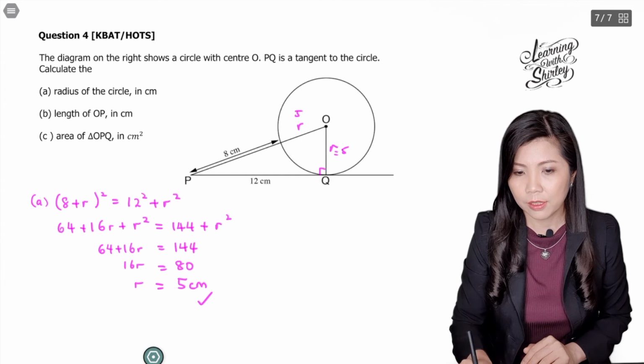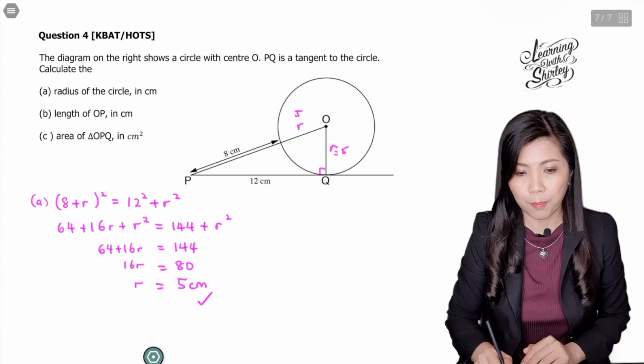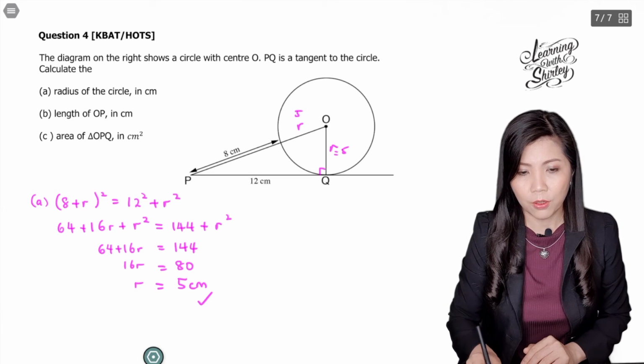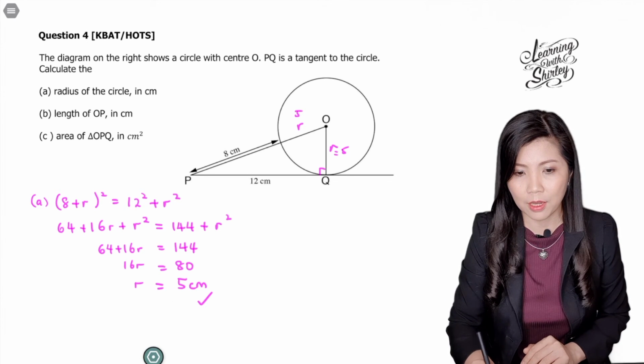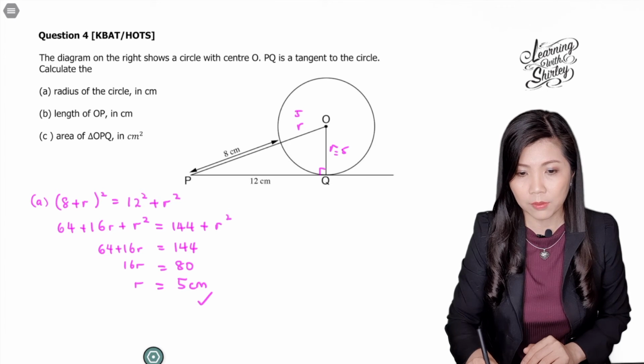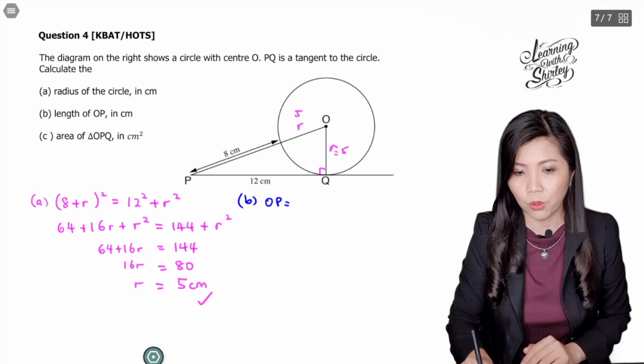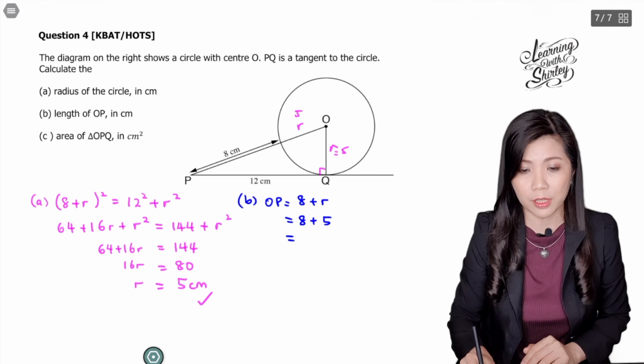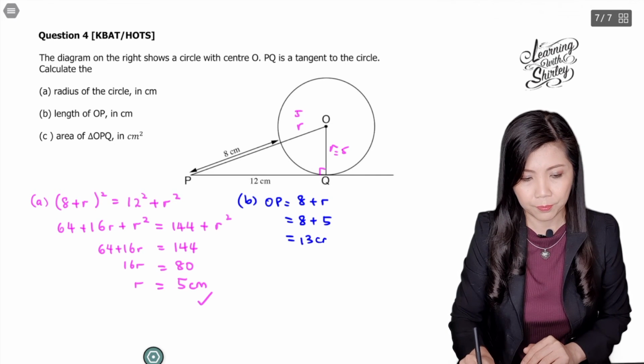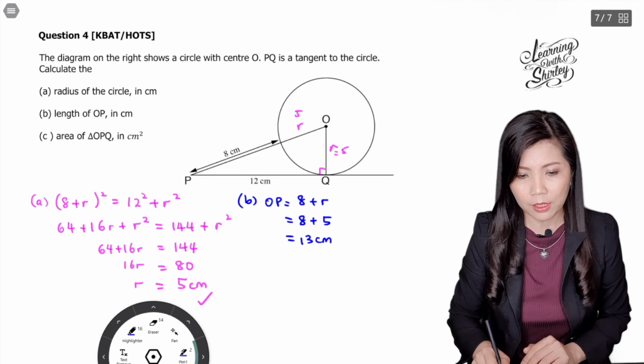Okay, so next, let's solve for B. So length of OP. So length of OP is very simple. OP is equals to 8 plus R. So just now we have found that R is equals to 5. So 8 plus 5 is equals to 13 cm.